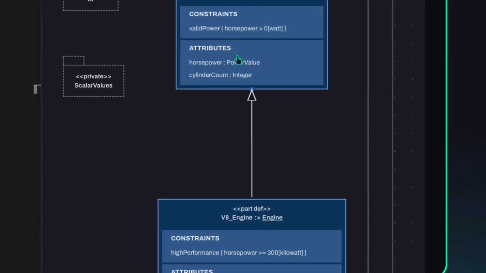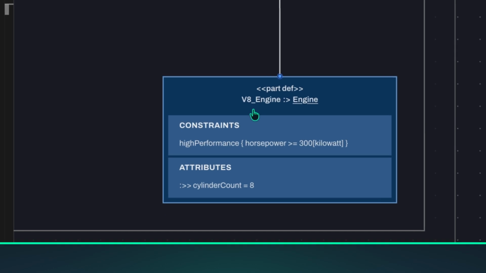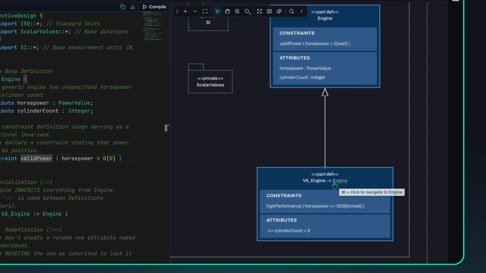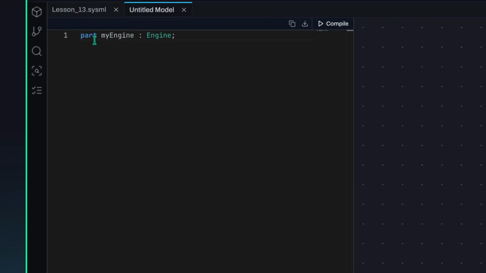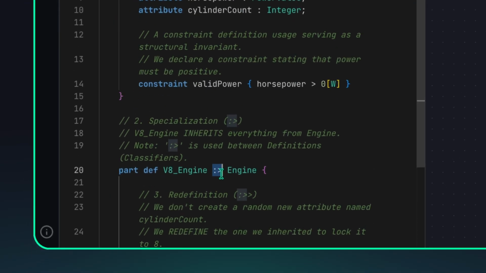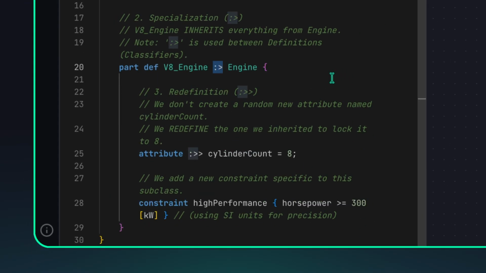Now consider the specialized definition. Here, V8 engine subclasses engine. It inherits the features and constraints of engine, so we do not repeat the full engine definition. This is a definition-level relationship. V8 engine is a kind of engine, not an individual engine typed by engine. That is different from a usage, such as this one. Here, myEngine is a specific part usage typed by engine. The colon establishes feature typing. The colon greater than symbol establishes specialization.